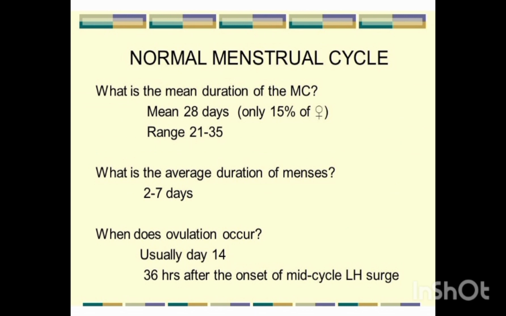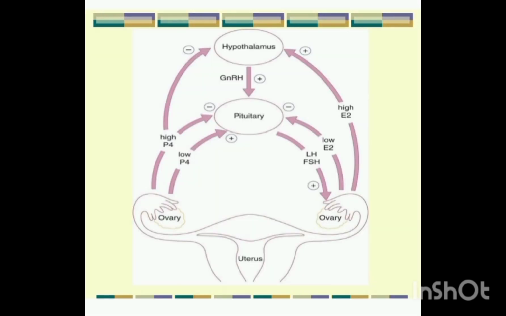Normally, the menstrual cycle takes place every 28 to 35 days or 21 to 35 days. It differs from person to person depending upon the strength of the person and the hormonal capacity of the person. So, the average range is 21 to 35 days. What is the average duration of menses? The bleeding time is 2 to 7 days. And the egg releasing date is on the 14th day. On the 14th day the egg releases.